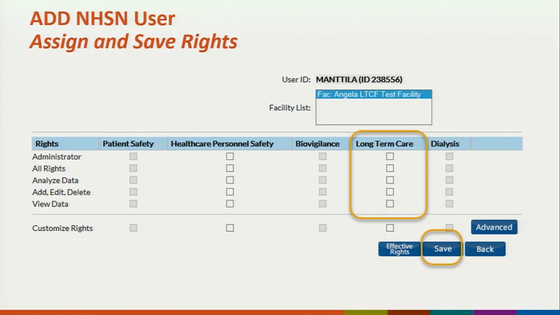If you have a student or someone in the facility that you just want to be able to look at data, you can just give a right to view data. So it's up to you how you assign these rights. Once you assign the rights, you click Save, and by clicking Save, that will generate an email from SAMS to that user.